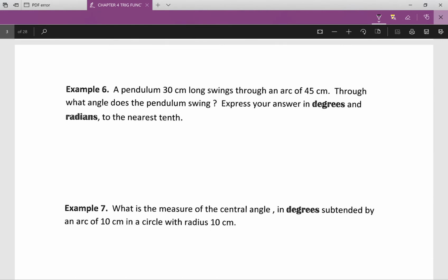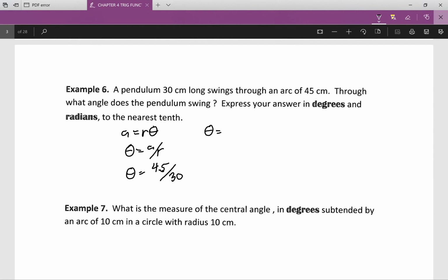A pendulum 30 centimeters long swings through an arc of 45 centimeters. Through what angle does the pendulum swing? We want the answer in degrees and radians. So the pendulum is 30 centimeters long and the arc is 45 centimeters. Starting with A equals R theta, since we're looking for the angle this time, the angle equals A over R, which is the arc, 45, not 4.5, over the radius, which would be 30 centimeters, because that's how long the pendulum arm is.